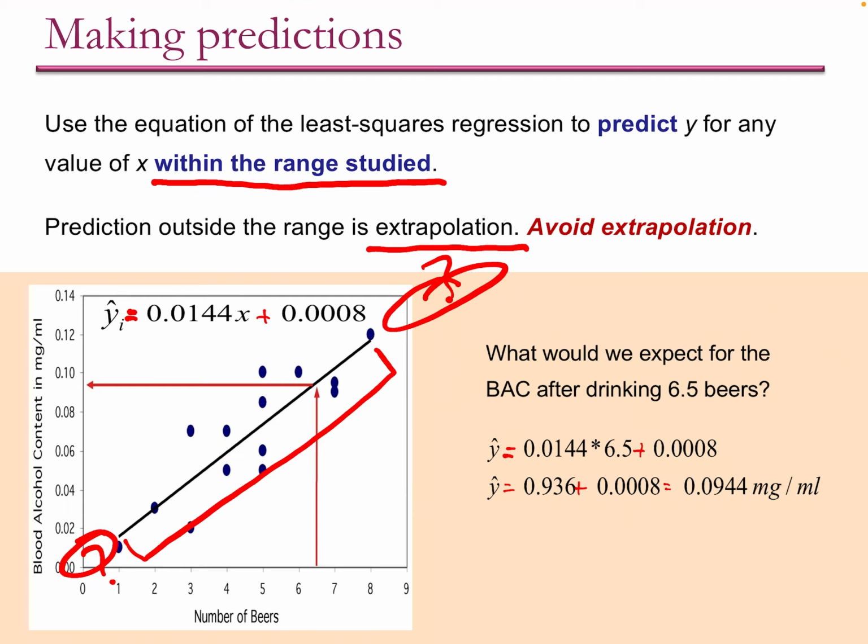So what is that doing? Basically it's saying, we have 6.5 beers, draw a vertical line up until you hit the regression line. From that point, go over left to the y-axis, and wherever it intersects, that's the answer. 0.0944 is the average blood alcohol content for somebody who consumed 6.5 beers. That's one of the really useful aspects of regression, being able to predict in that way. But again, we always have to do it within the range of our data.